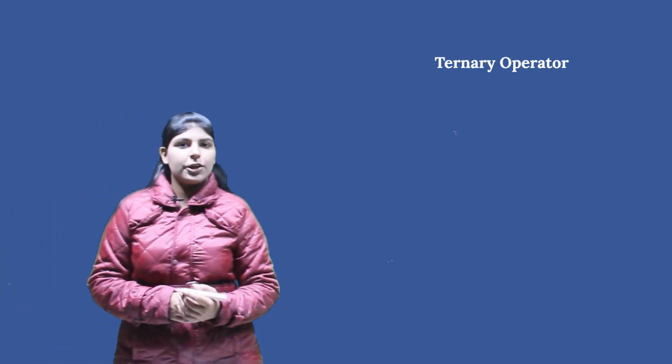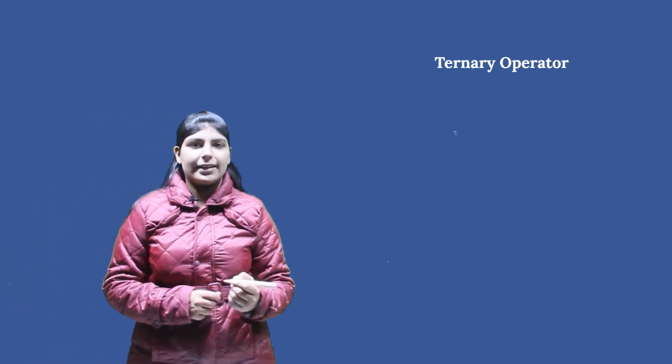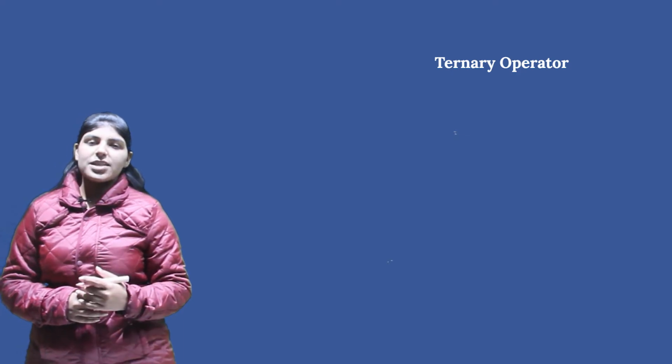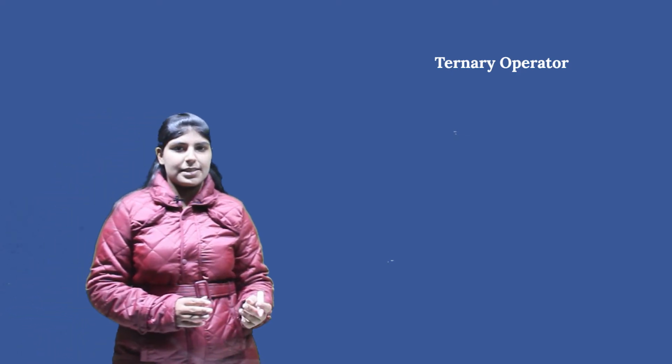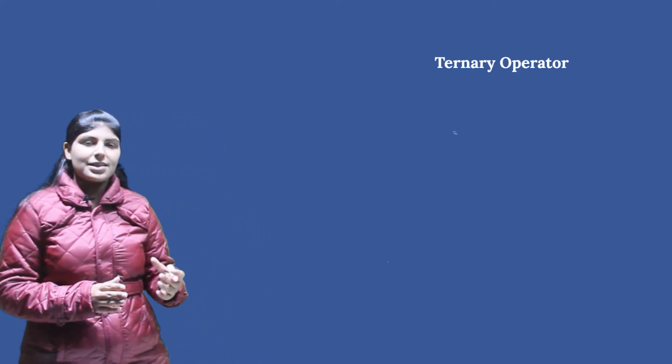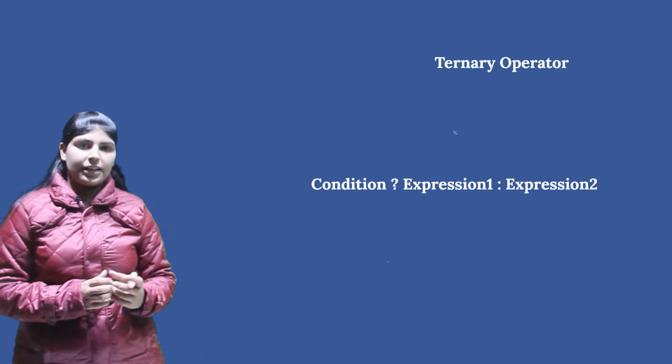Next I have the ternary operator. It is the only operator that takes 3 operands. It is used as a one-line replacement of an if-else statement. So it takes 3 operands. What are these 3 operands? First I have a condition.